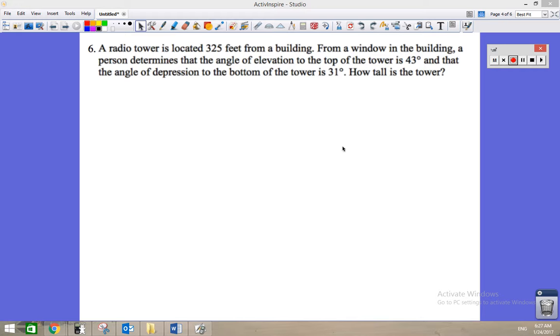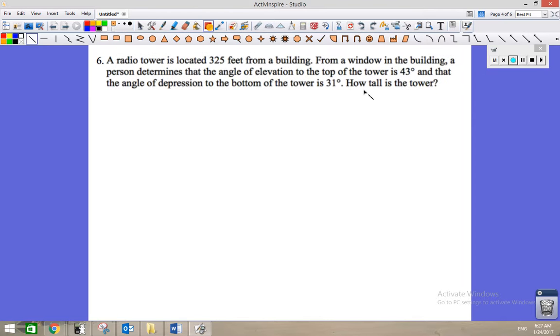I think we did a problem identical to this in class, but it was like 400 feet. So really it's the same problem.